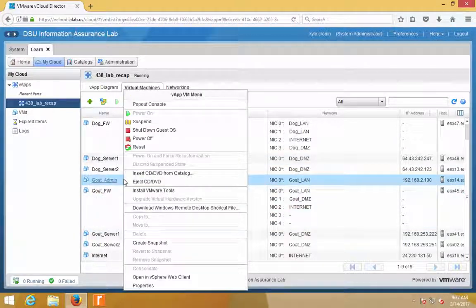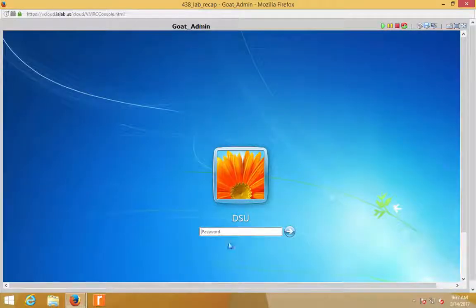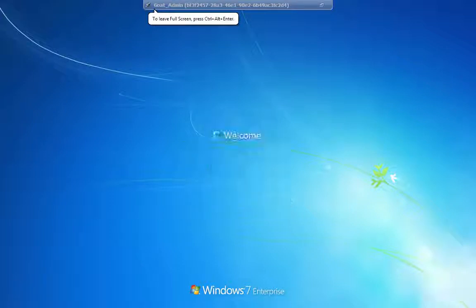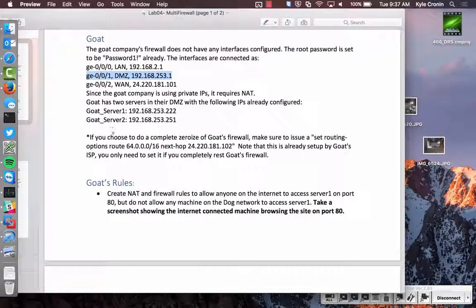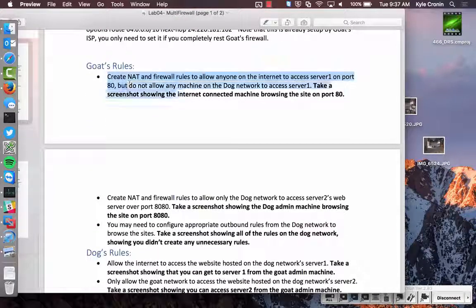So let's open up goat admin. In the end, I suppose there were 3 firewall rules we needed to make in here, right? 3 firewall rules and 3-ish NAT rules. We had to allow the internet to access server 1 on port 80, but block the dog network. We had to NAT port 8080 over to the other web server, and really that was the primary thing.